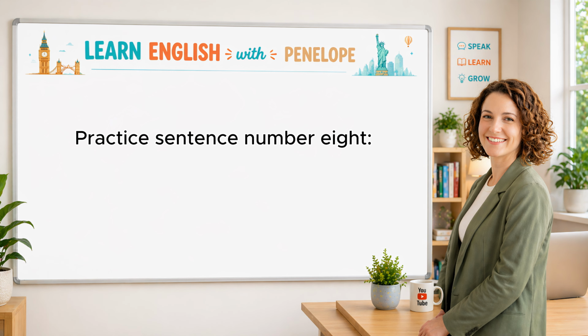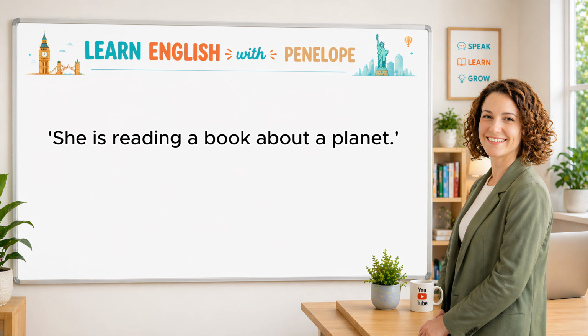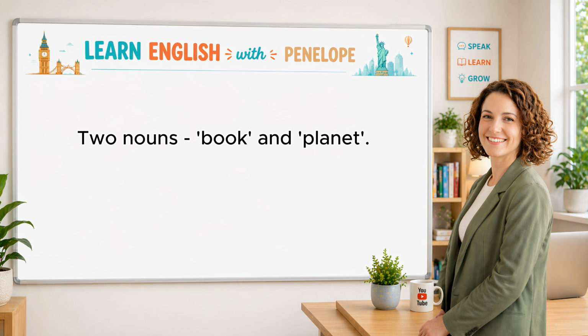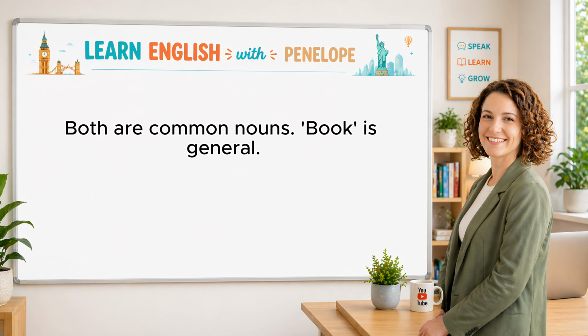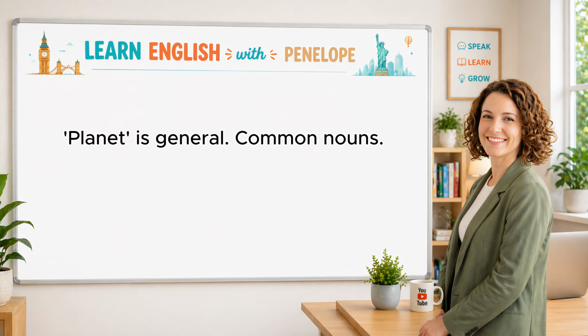Practice sentence number 8. She is reading a book about a planet. 2 nouns, book and planet. Both are common nouns. Book is general. Planet is general, common nouns.